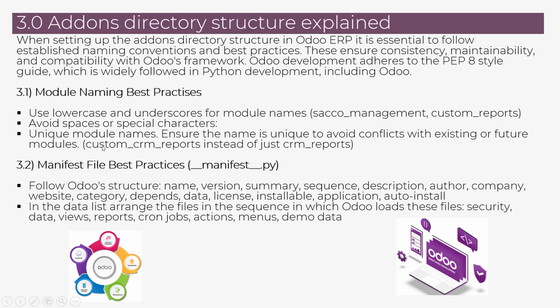So say for example, it's best you put something like custom in front of CRM reports, assuming you are doing a module called CRM reports. In terms of the manifest best practices, follow the Odoo structure, which is the name, version, summary, sequence, description. We had covered this in the manifest file.